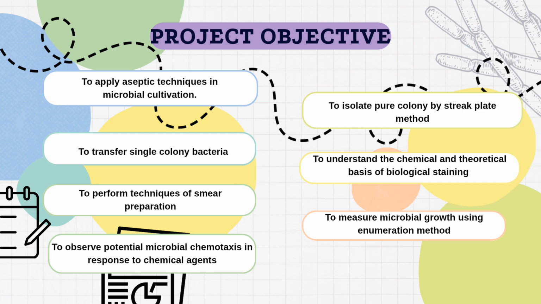Throughout this project, there are several objectives that we need to achieve before the end of this project, which are to apply techniques in microbial cultivation, to transfer single colony bacteria, to perform the technique of smear preparation, to observe potential microbial chemotaxis in response to chemical agents, to isolate pure colony by streak plate method, to understand the chemical and theoretical basis of biological staining, and lastly, to measure microbial growth using the enumeration method.